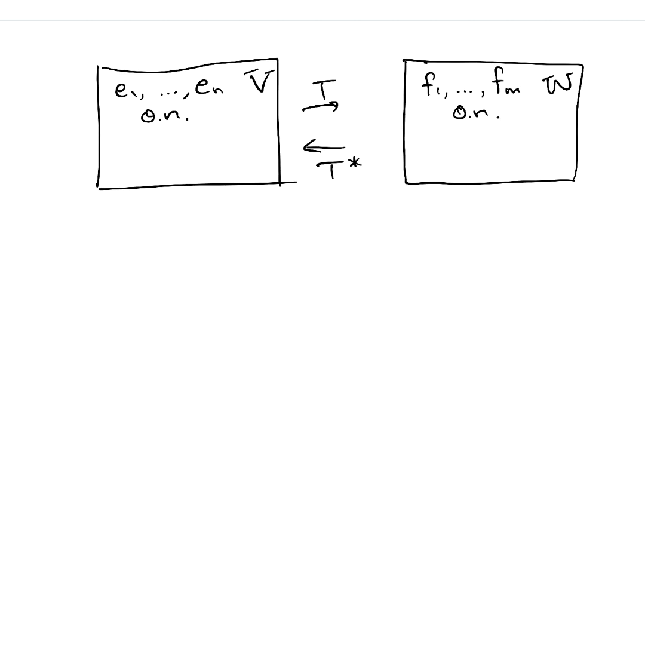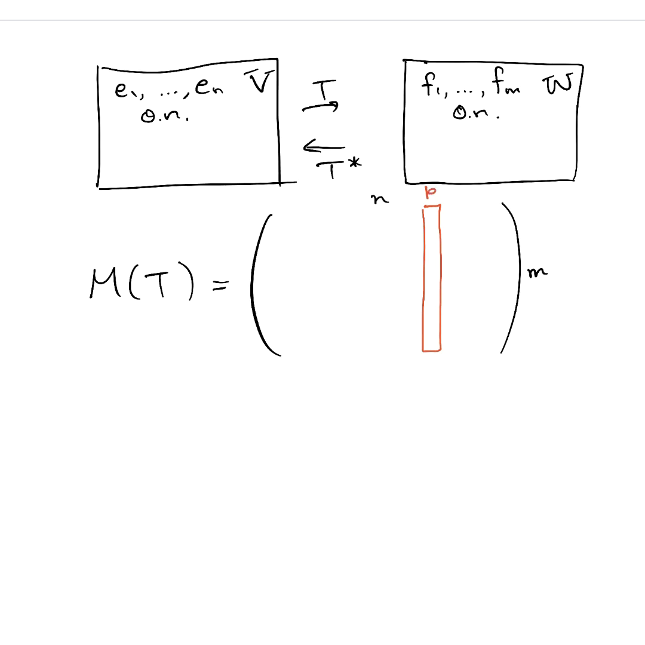So it would look something like this. It would be a big old matrix. The matrix would have m rows and n columns. Now let's think about, say, the kth column of that matrix. That's the kth column among many.